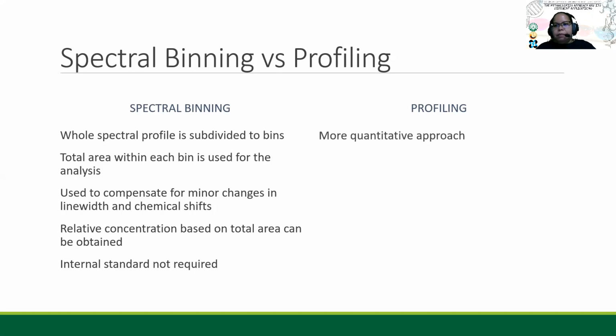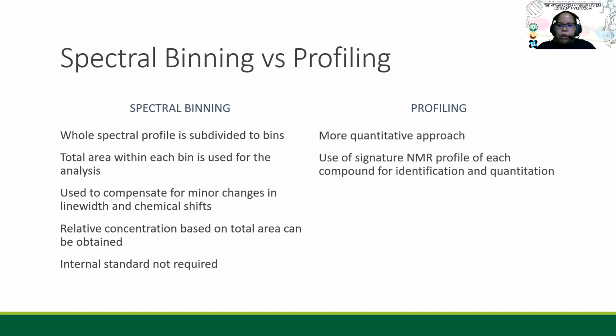On the other hand, meron tayong mas quantitative approach, which is profiling. It makes use of a signature NMR profile for each compound for identification and quantification. So we know that in NMR, for example, your glucose and your creatinine will have specific signals at specific chemical shifts of specific multiplicity. For example, you will have a singlet at 5.23 ppm for glucose.